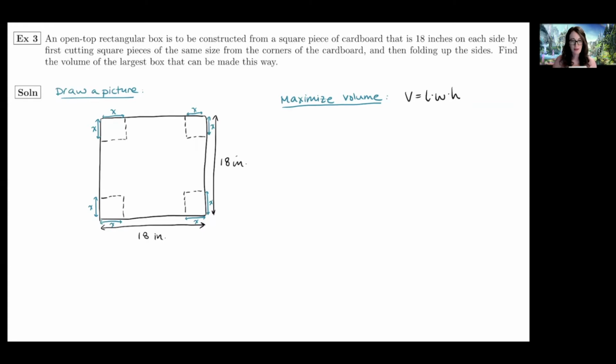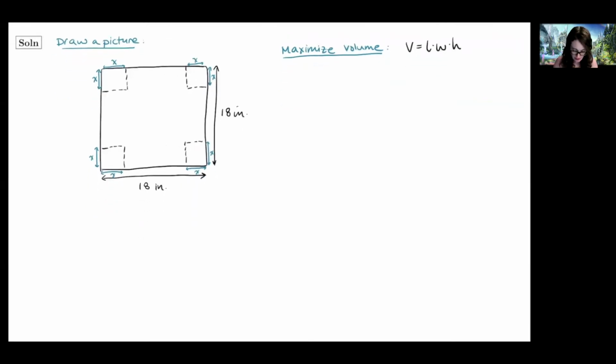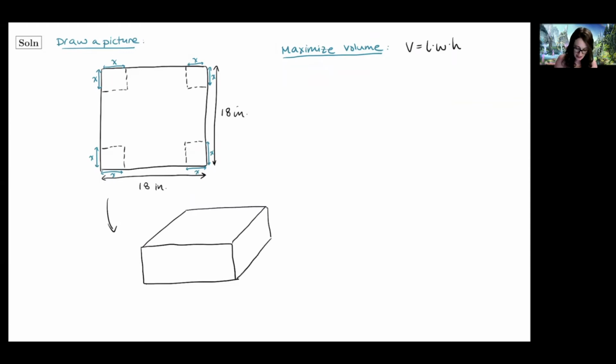Well, if we think about what happened here, if this was size x, then when we fold up the box, it actually becomes the height. So let's draw a picture of what this would look like when it gets folded. So I'm just going to sketch a picture here of my box. It might look something like this. And again, the height here is going to be x. So whatever size we cut out, that corresponds to the height of the box.